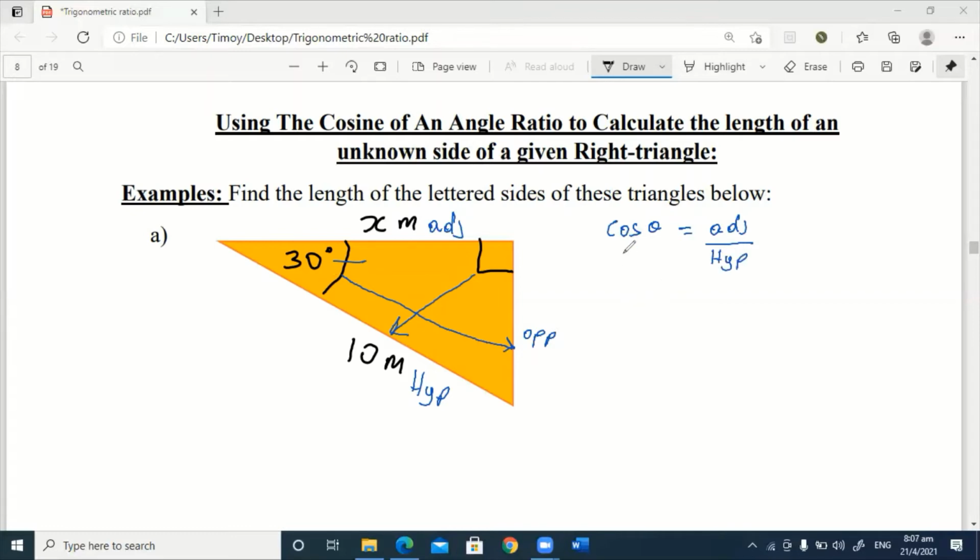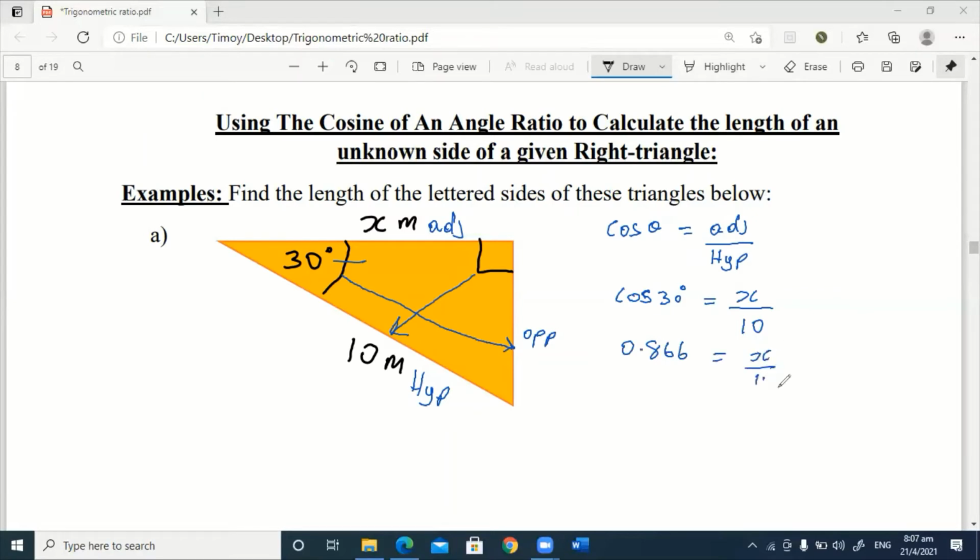Now, we can fill this formula out because we know what theta is in this case. Theta in this case is just 30, so it's going to be cos 30 degrees is going to equal the adjacent length, which is going to be x in this case, that's the length we want to find, over the hypotenuse length, which is going to be 10. From here, all you need to do is type cos 30 degrees on your calculator and find what cos 30 degrees is. And that's going to give you approximately 0.866, which is going to equal x divided by 10.